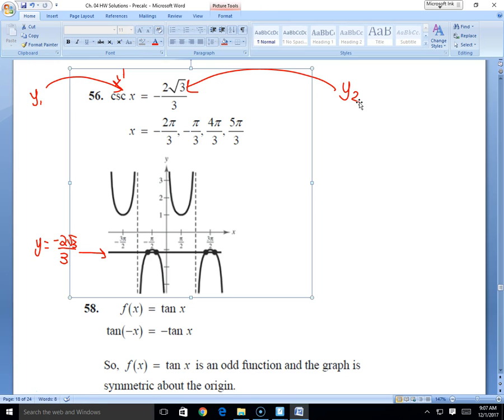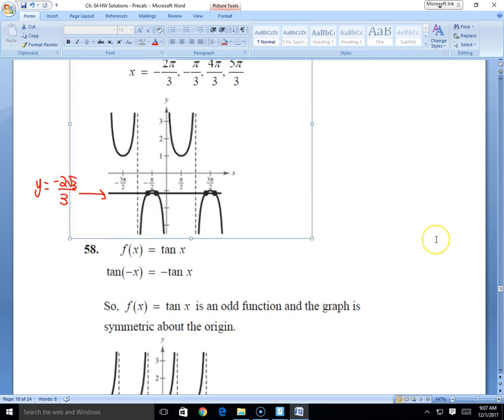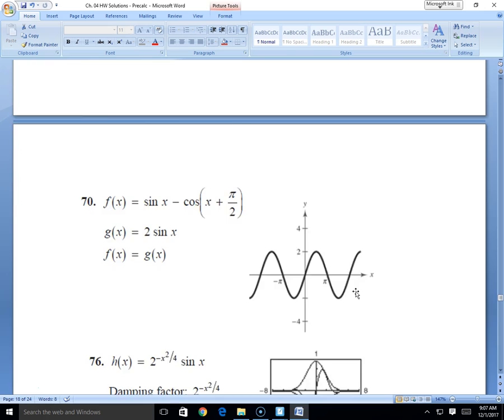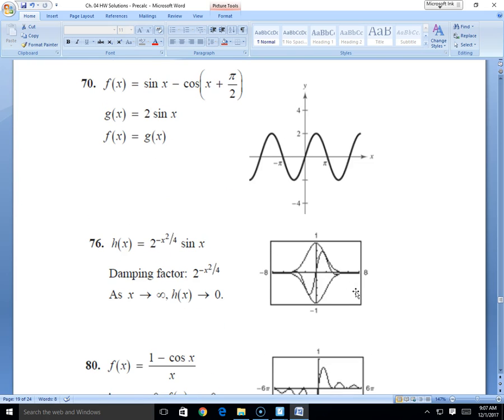Number 58, you were using the odd property? That one was just like, think about tangent, it's odd. We put that in our notes though, didn't we? Okay, we put that in our notes. Number 70.